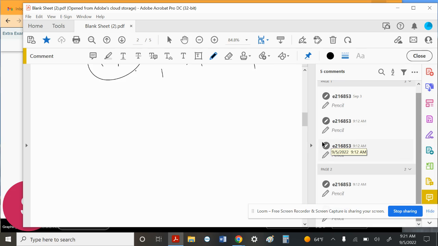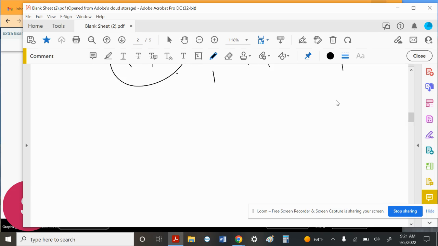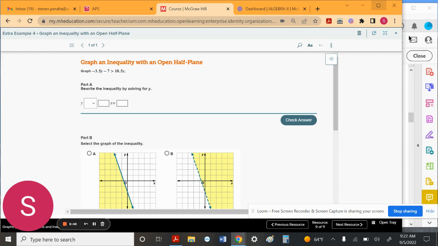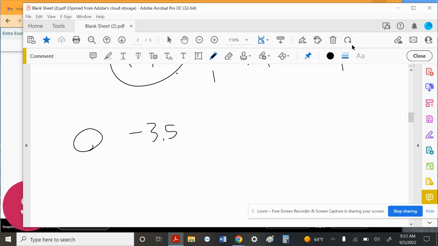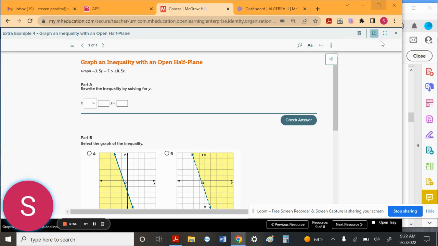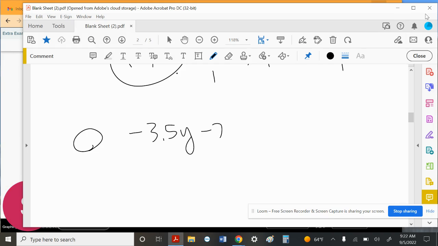Okay, there we go. Now it's responding. Okay, so negative 3.5. And notice computers are wonderful. So if you ever thought that computers are going to take over the world, you can obviously see that's not happening yet. So y minus 7 greater than 10.5.